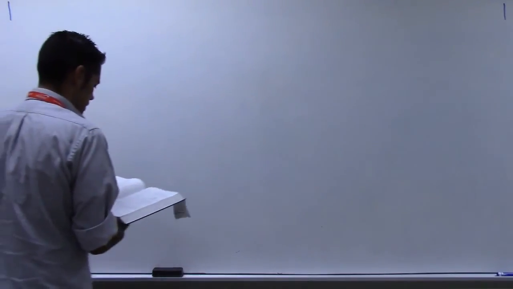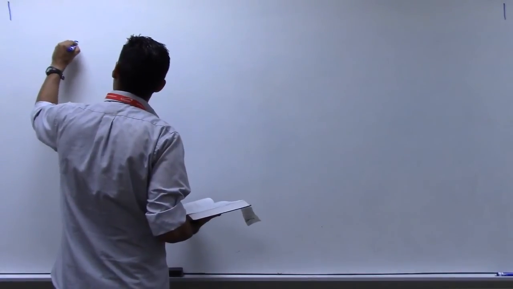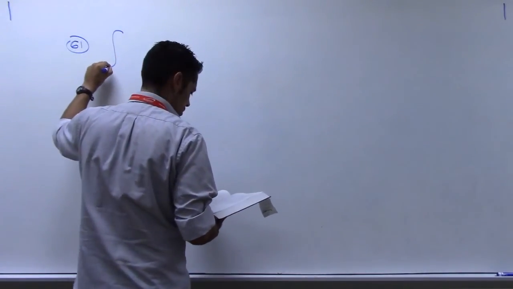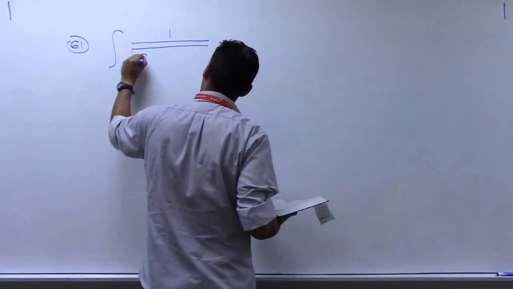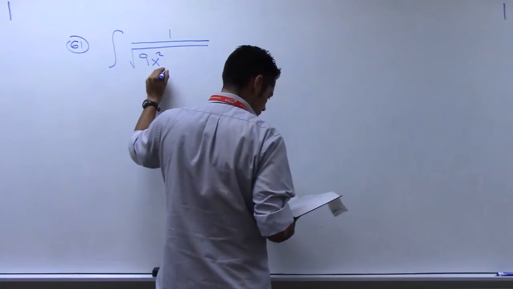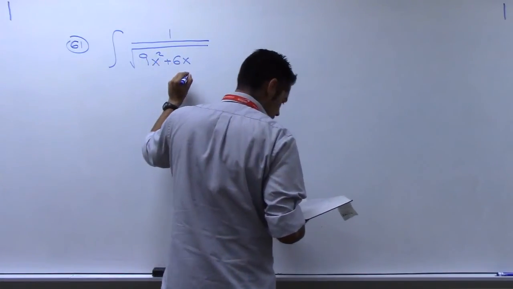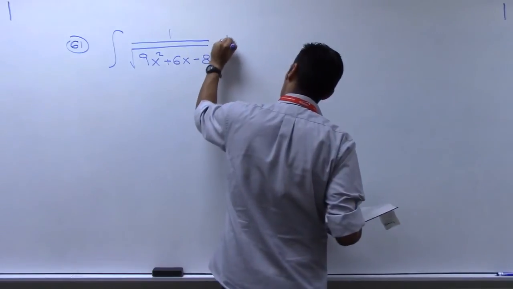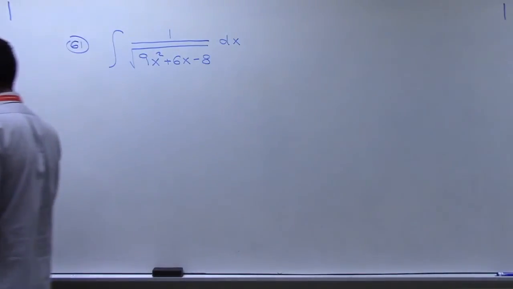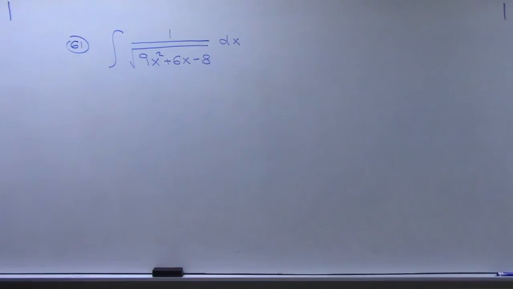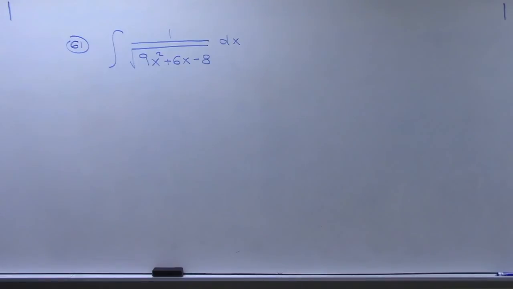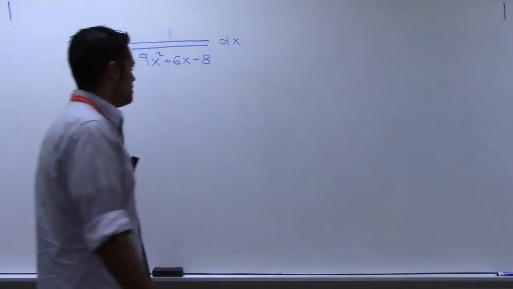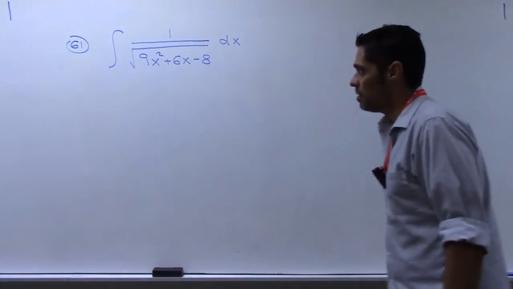All right, integral, ooh, save the best for last. Integral 1 over the square root of 9x squared plus 6x minus 8 dx. All right, we've never seen a problem like this before. And the instructions say, evaluate this by first completing the square. And that's about all I'm going to do. I'm not going to follow the rest of the instructions.